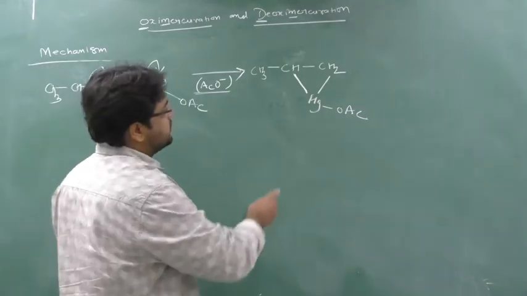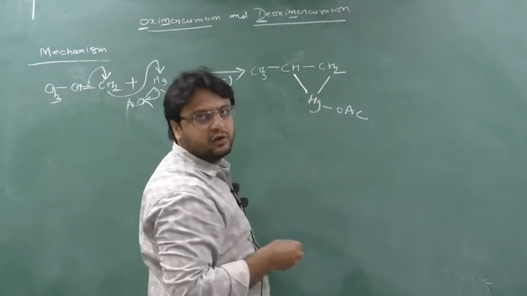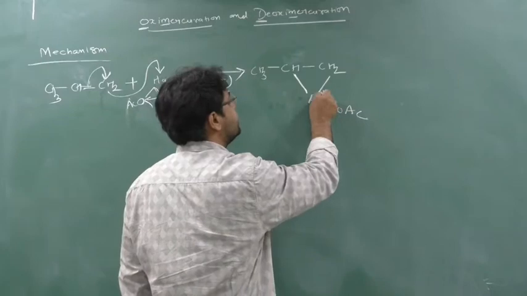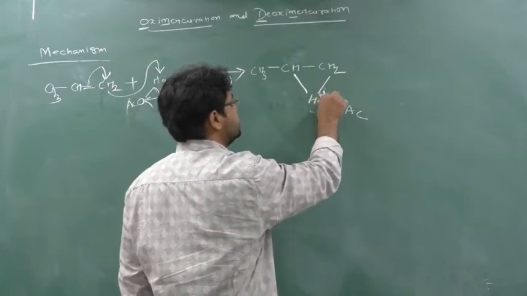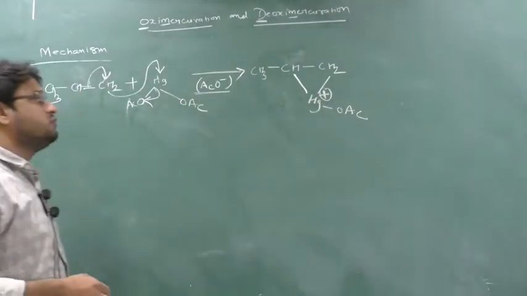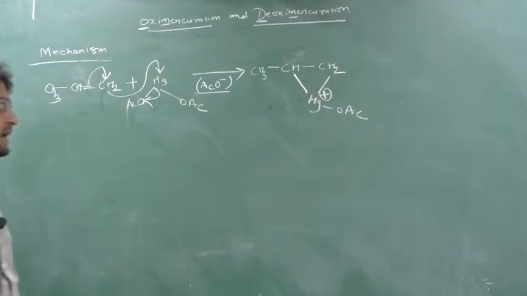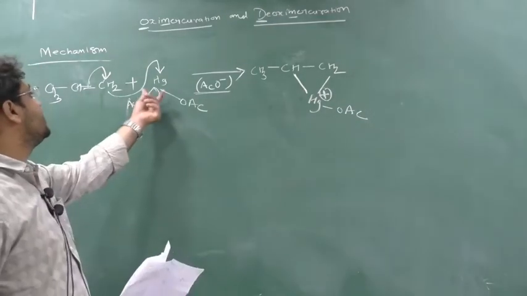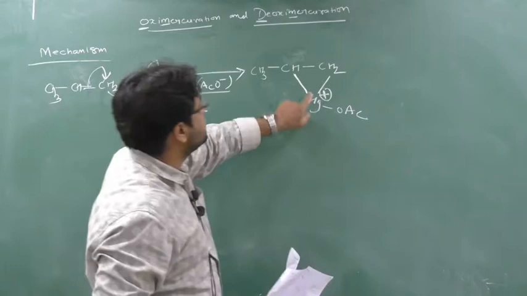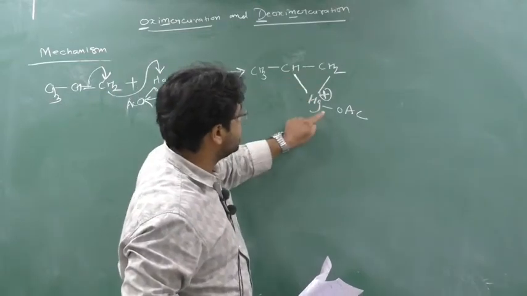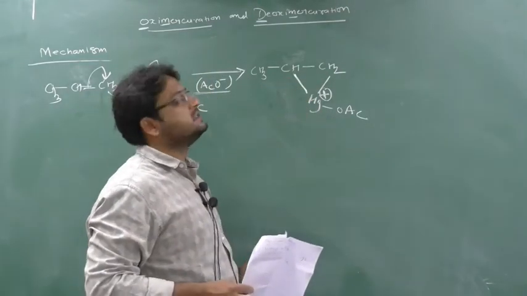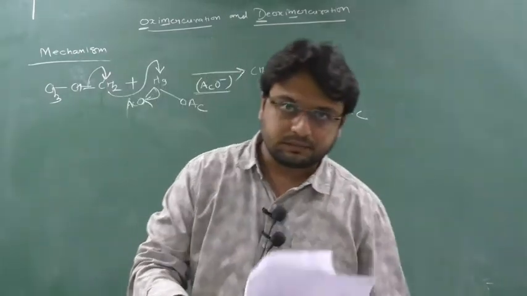Now what happens? Now who has given the electron here? This Hg has given the electron to CH. So it will show a plus sign now, because Hg has given the electron, no? One who has given the electron will show a plus sign, because previously Hg was making 2 bonds. Now here Hg is making 3 bonds. One bond with this, one bond with this, and one bond with this. So now Hg will show a plus sign.